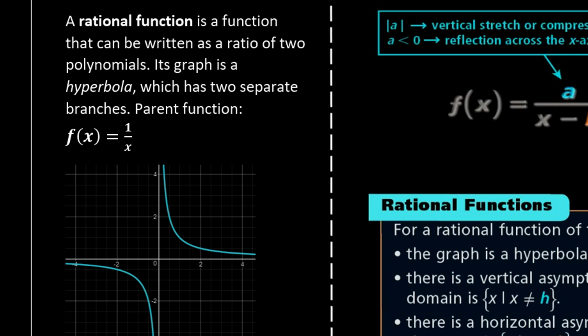It says a rational function is a function that can be written as a ratio of two polynomials. What is the graph of a rational function? Well, you probably already saw, right? Yeah, the graph of a rational function is called a hyperbola. It's a hyperbola, which has two separate branches, like you see in this parent function here.